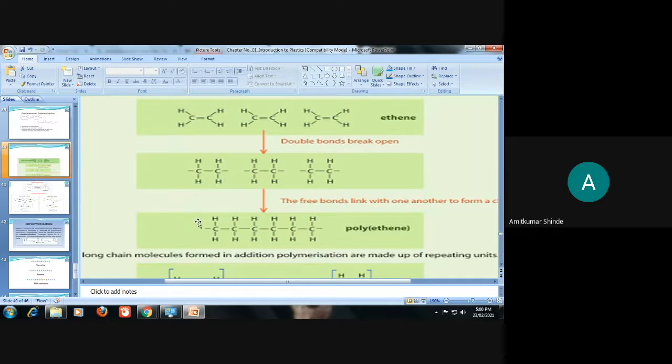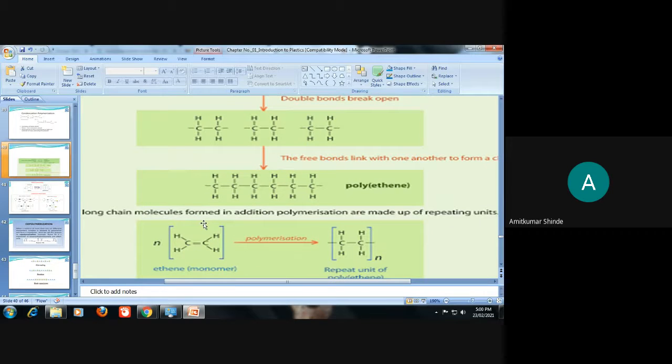Then after this propagation, what will happen in the third stage? When the propagation process stops, a stage will come at which this end valency will be satisfied by a hydrogen atom, and the other end valency will again be satisfied by a hydrogen atom. At that time, this process will stop, and that process is termed as the termination. Okay, it is very simple.